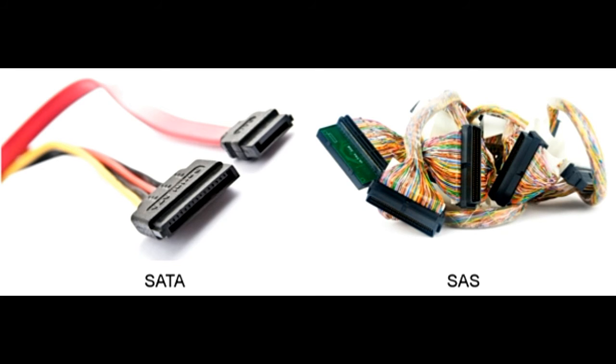Reliability: the reliability of a hard drive is measured in terms of MTBF, mean time between failure. The more the MTBF a drive has, the more reliably it will perform. The MTBF of a typical SAS drive is 1.6 million hours, while that of SATA is 1.2 million hours. Needless to say, SAS drives are much more reliable.